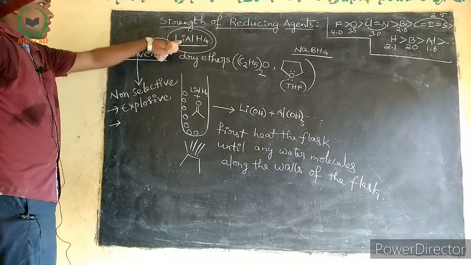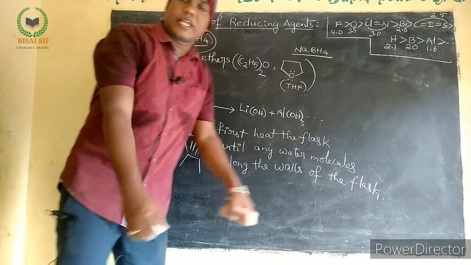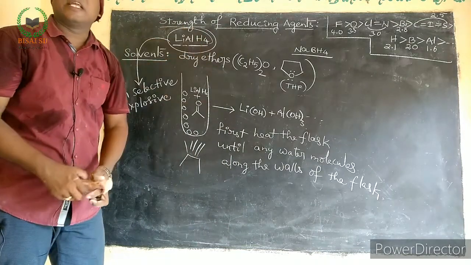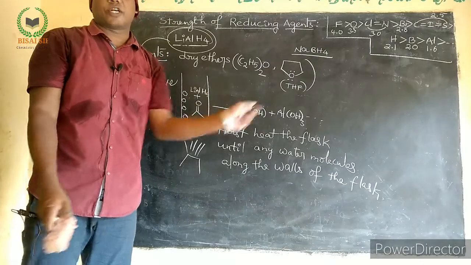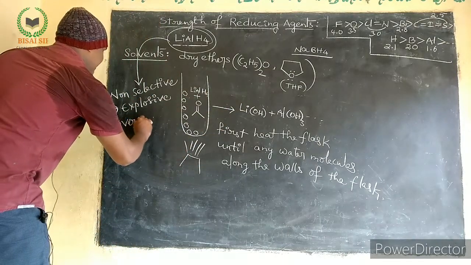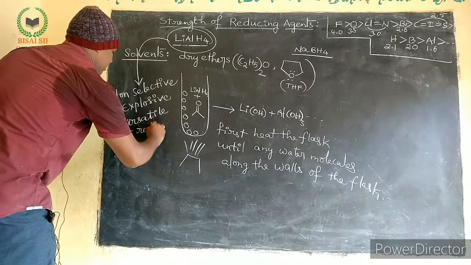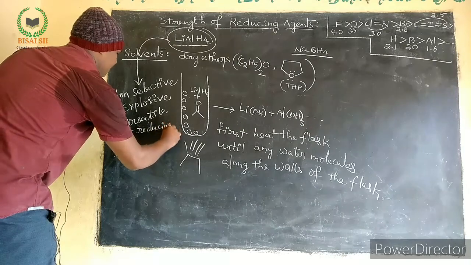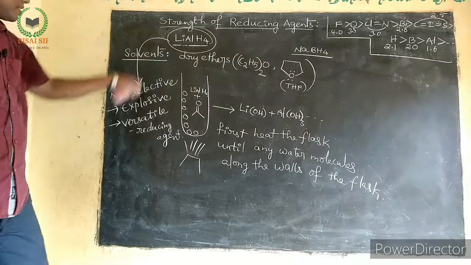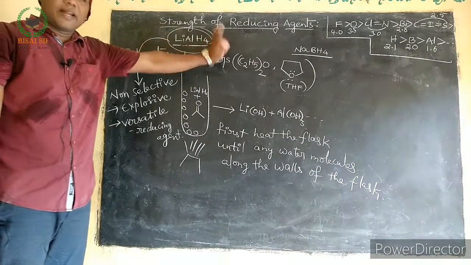Next, a versatile reducing agent. What is the meaning of versatile reducing agent? This reagent has the tendency to reduce all organic functional groups. That is what a versatile reducing agent is, correct? So this is the solvent effect in lithium aluminum hydride reduction.